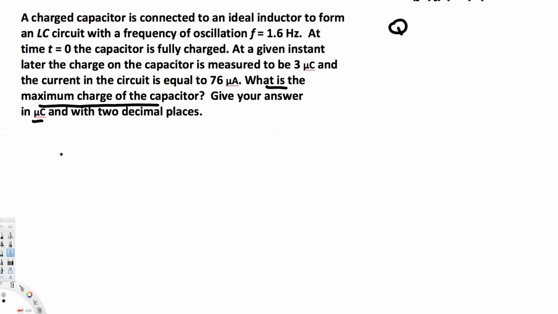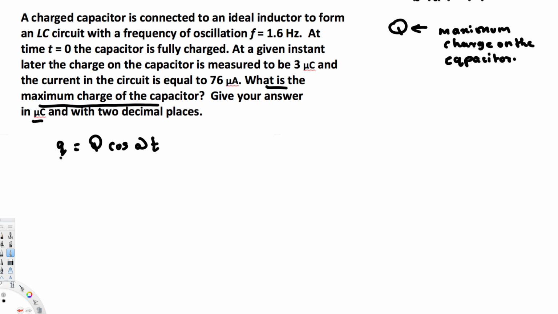The charge on the capacitor can be expressed as q is equal to capital Q cos omega t. This capital Q represents the maximum charge. Let's note this one down: maximum charge on the capacitor. This is what we are trying to find.